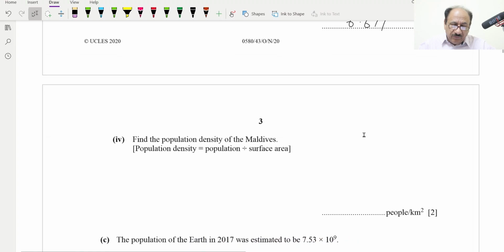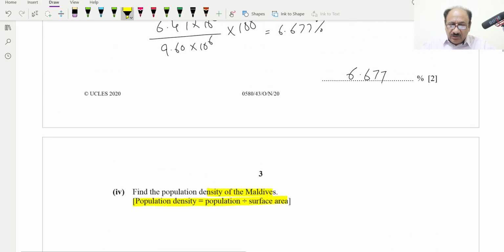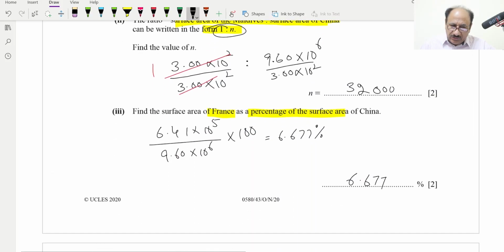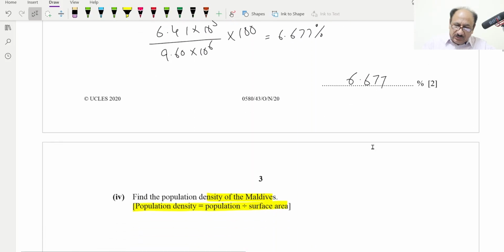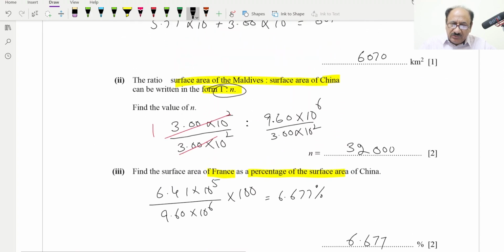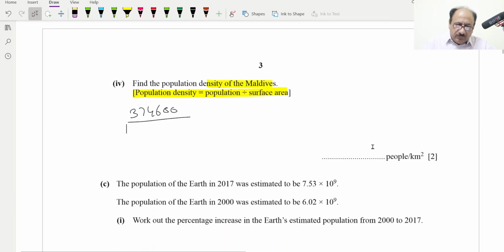Now the next part: find the population density of Maldives. They have given us the formula. Population density is equal to population divided by the surface area. So for Maldives, the population is 374,600. So we can divide 374,600 by the area of Maldives, which is 3.00 × 10 raised to the power 2.